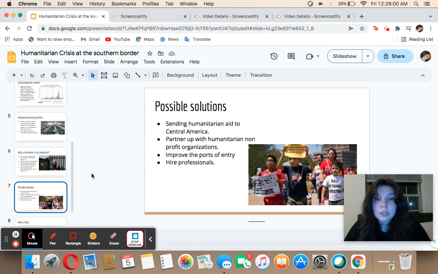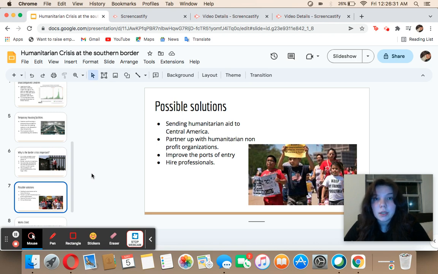The first one is sending humanitarian aid to Central America because I think the solution lies at the root of the problem, which is the horrible conditions that people are fleeing from in Central America. Sending aid and helping the economy would lessen the influx of people coming in, at least those who are fleeing from economic difficulties.